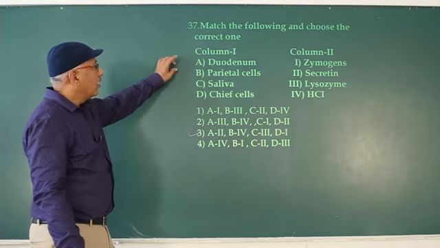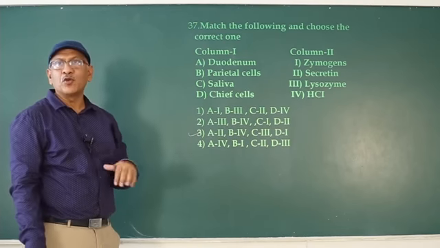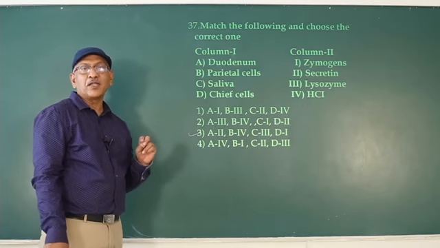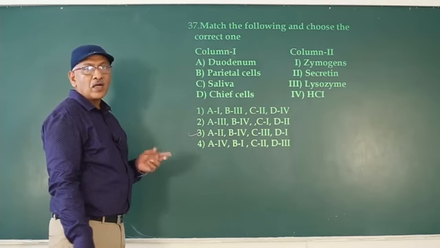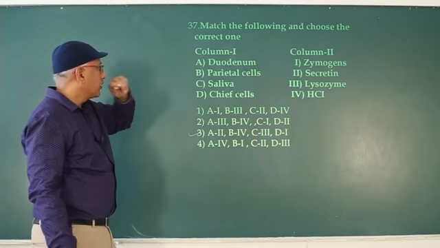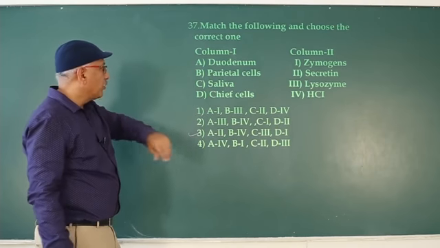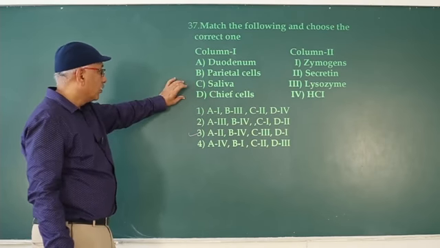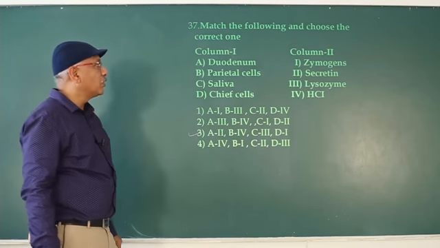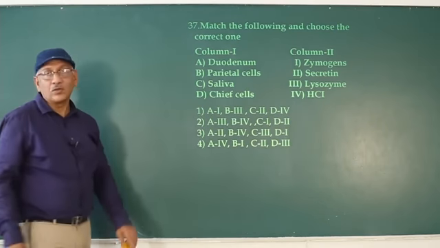So the answer for the duodenum is secretin. You all know the duodenal mucosa releases the hormone secretin. Secretin stimulates the pancreas, and the pancreas releases water and bicarbonates. So the answer is 3: duodenum, secretin; parietal cells, HCl; saliva, lysozymes; chief cells, zymogen cells. So the answer is 3. Next question.